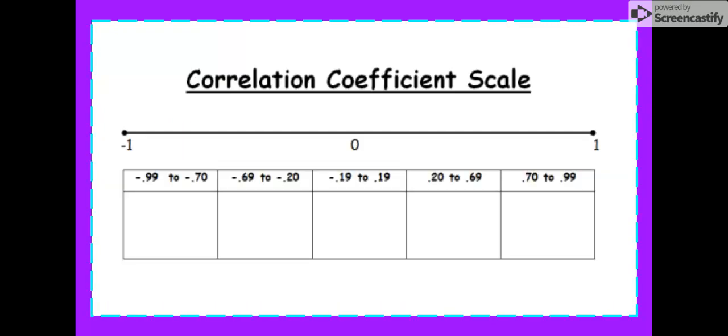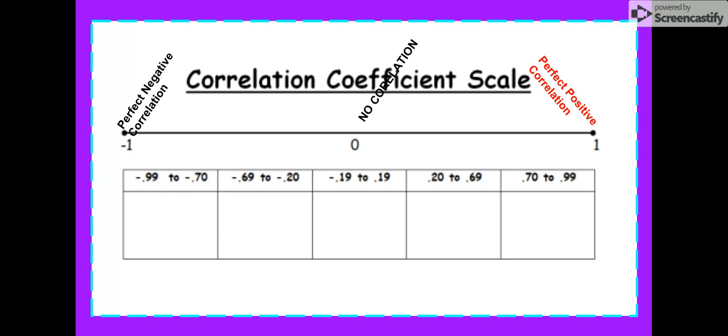Here's our correlation coefficient scale. As you can see, it goes from -1 all the way over to +1. And within those two numbers, we have a whole range of numbers. -1 describes a perfect negative correlation. 0 is the number that we use to represent no correlation. And then on the other end, we have a perfect positive correlation that's represented with the number 1. But within those are all different ranges of numbers.